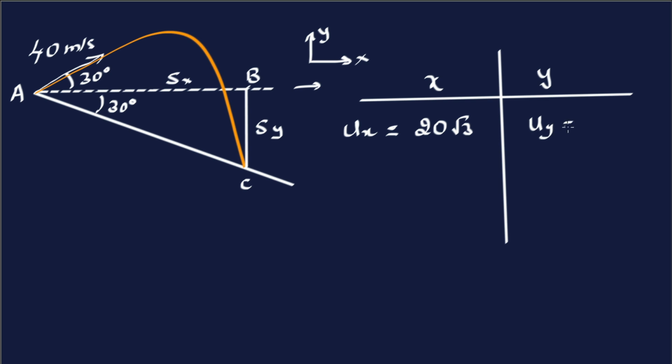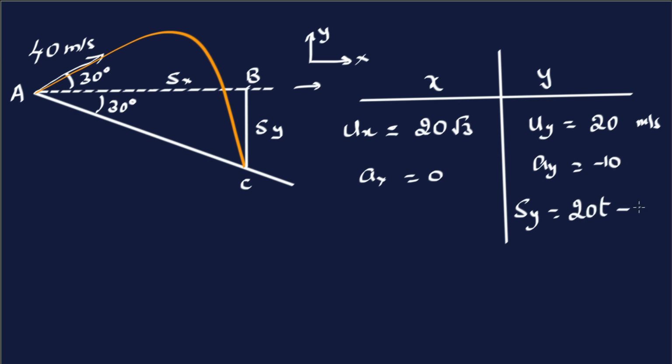And uy is 40 sin 30. Sin 30 is half, so that is 20 meters per second. Ay is minus 10 meters per second squared. Ax is 0. And let's write down the expressions for sx and sy. Sy is equal to ut plus half a t squared. And sx is equal to ux t.